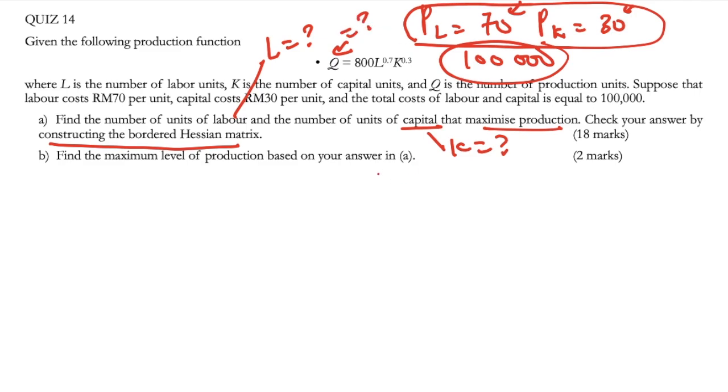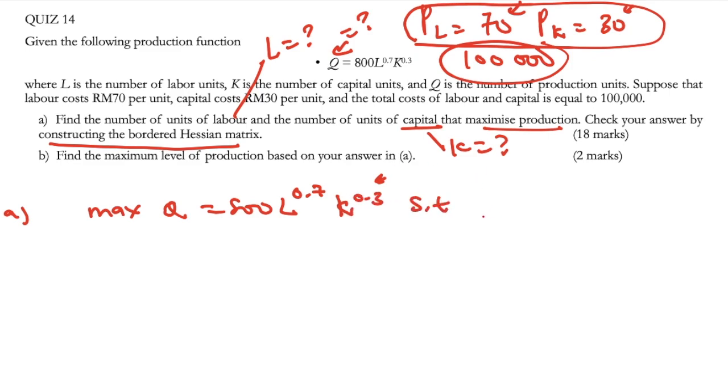That's the question in B. Okay, so let's do it one by one. For A, you need to construct the objective function first, and then you construct the Lagrangian function. Okay, you have maximize Q equal to 800 L to the power of 0.7 times K to the power of 0.3 subject to cost function.